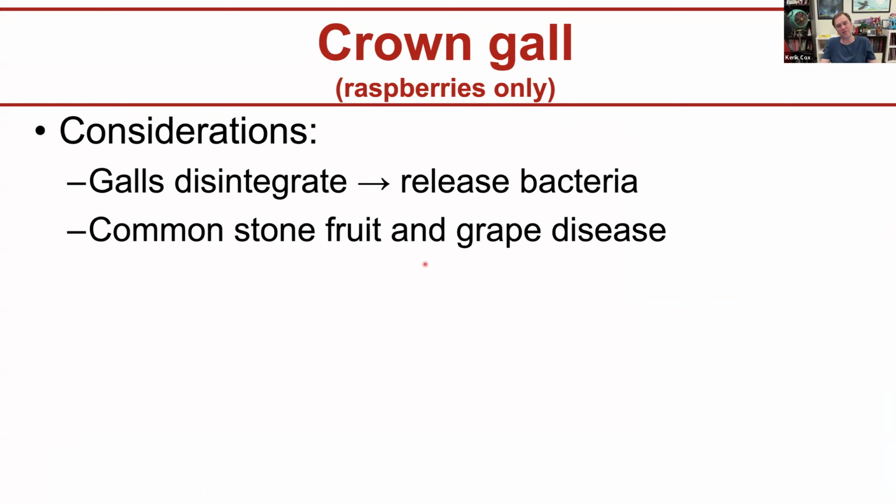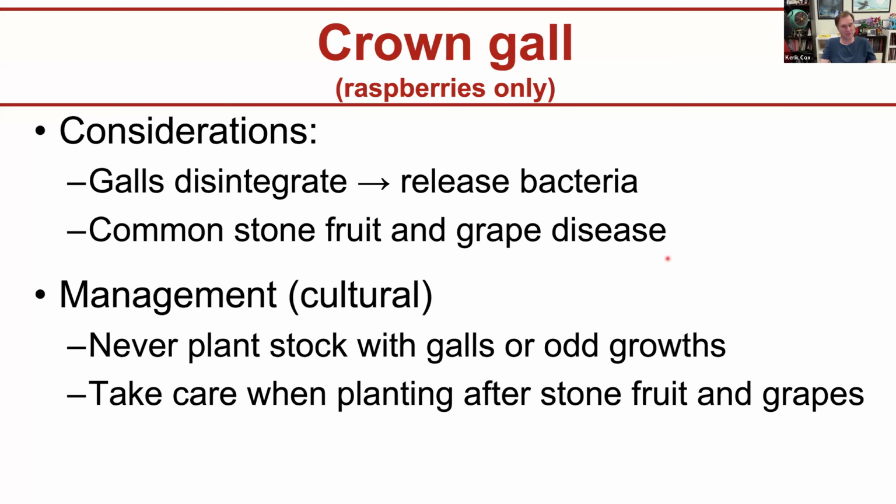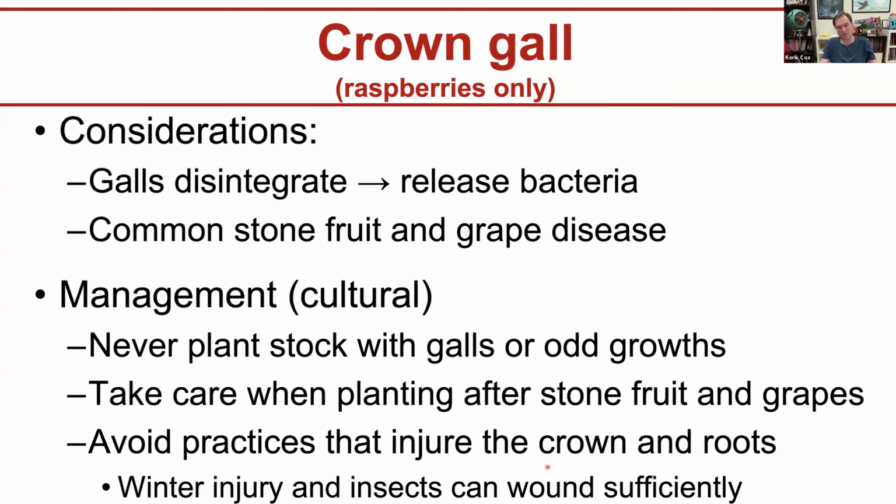This is real common if you go in and plant after stone fruit or grapes. A really big problem in grapes. Never plant with any weird galls or growths. Just leave it out and then take care when you plant after these. And then watch out when renovating. Anything that damages the soil line, weed eating or any of that stuff, will do it. Insects can also sufficiently wound the soil line.